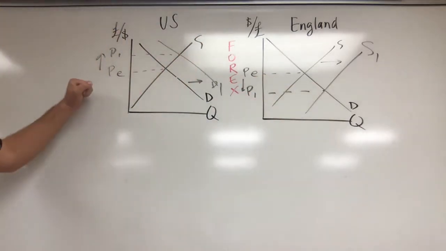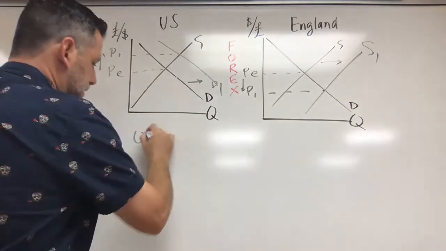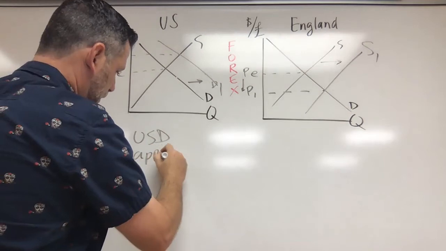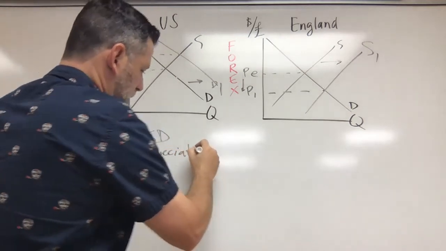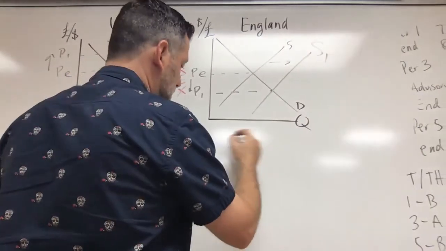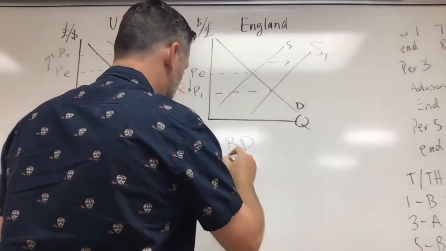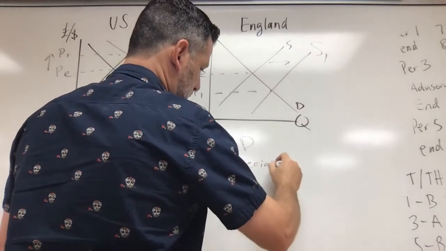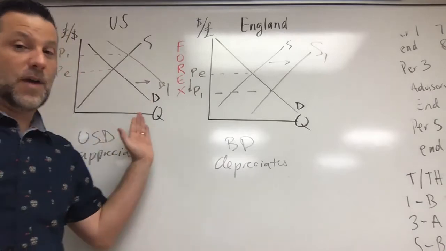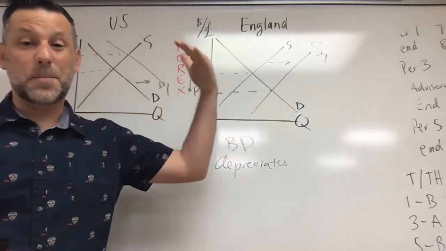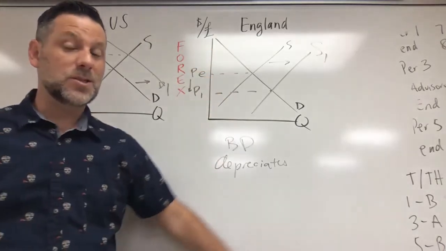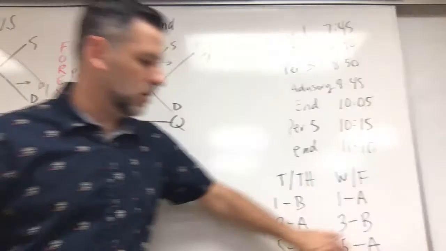What we see is the US dollar is going up in value. We call that appreciating. The US dollar appreciates. And so then the British pound depreciates. And there you go. It's always got to be, because these values are relative to each other, if one is going up compared to the other, the other has to be going down. So it's always going to be one appreciates, one depreciates. Let's look at one more example.